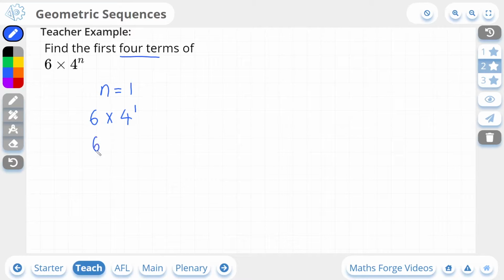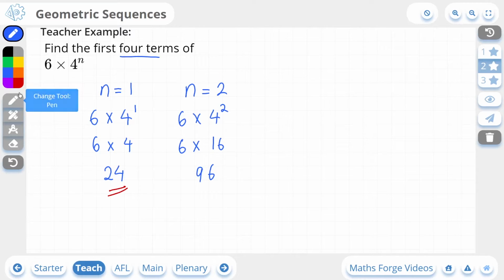So we're going to do 6 times 4 to the power of 1, which is 4. And 6 times 4 is 24. So this is the first term in our sequence. To get the next term in the sequence, I'm going to take this n and set it equal to 2 now. So now we have for our nth term, 6 times 4 to the power of 2. And this simplifies to give us 6 times 4 squared, which is 16. And 6 times 16 is 96. So this is the second term in our sequence.